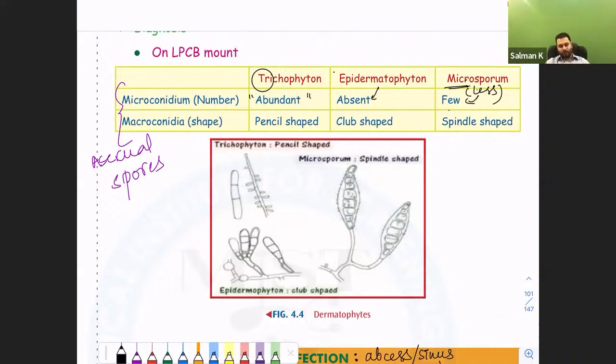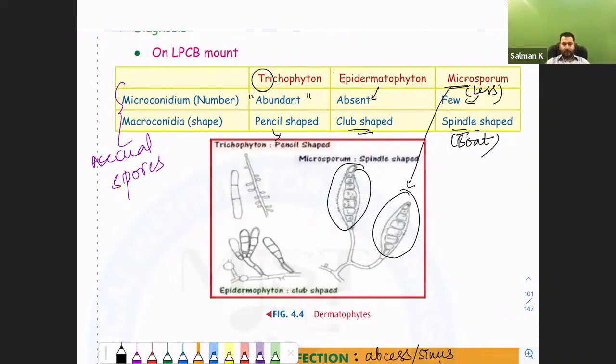Next, macroconidia. Just look at the shapes over here. One is pencil shaped. Next, it is the club shaped and spindle or boat shaped. So this one is described as boat shaped, spindle or boat shape. This is the feature of microsporum.